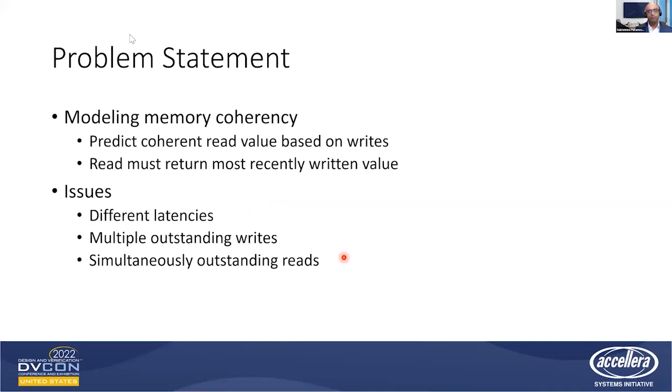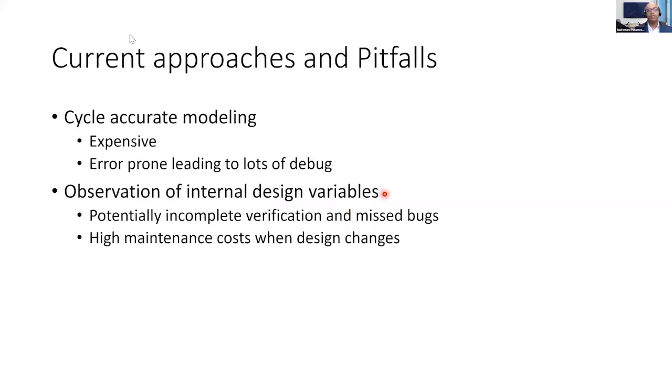Current solutions include cycle-accurate modeling of the design or observation of internal design variables. Obviously, these solutions have their pitfalls. Cycle-accurate modeling of the design is very expensive and error-prone, leading to lots of debug. There are usually many failures, which leads to a lot of time spent on verification closure.